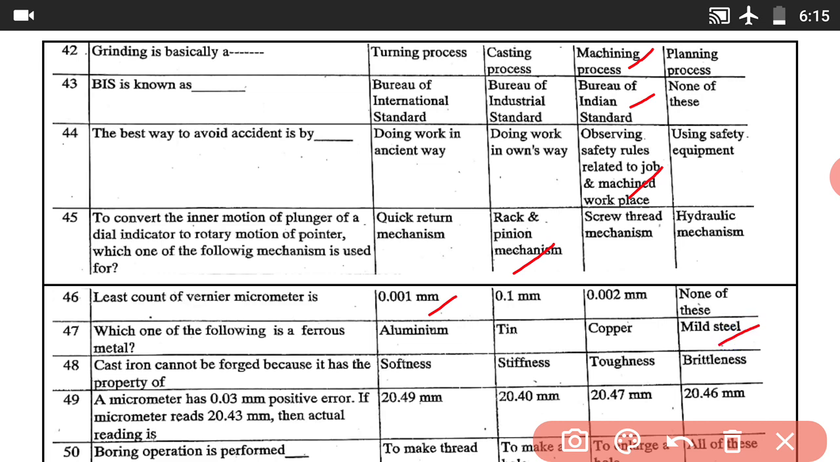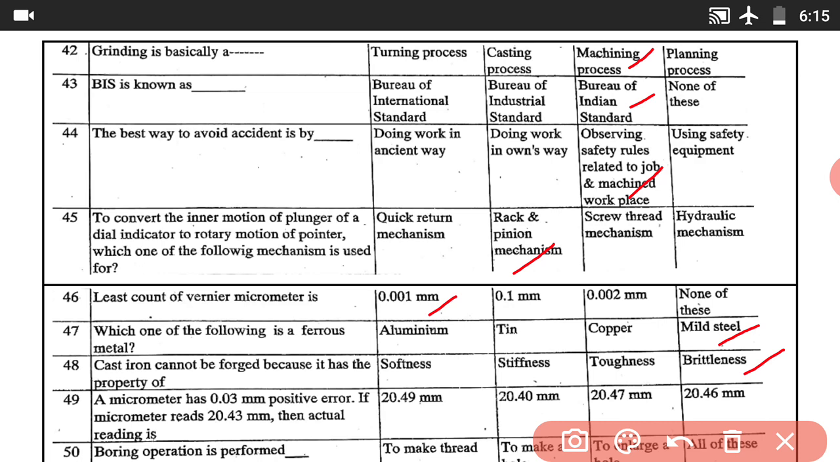Question number 48. Cast iron cannot be forged because it has the property of dash. The answer is brittleness. Option D is the correct answer, brittleness.